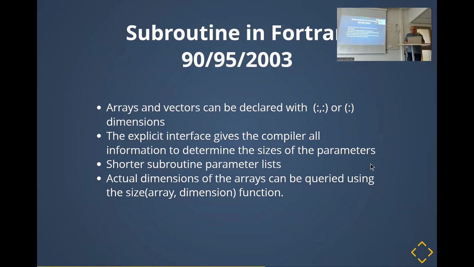I think I have to show an example here as well. So if you use modules or internal subroutines, you can use colon, comma, colon to declare arrays. So you don't have to explicitly define the sizes of the arrays. And also, the compiler does all that size handling automatically, which leads to a shorter subroutine parameter list. And you can also, in your code, query the sizes of incoming arrays using the size function.